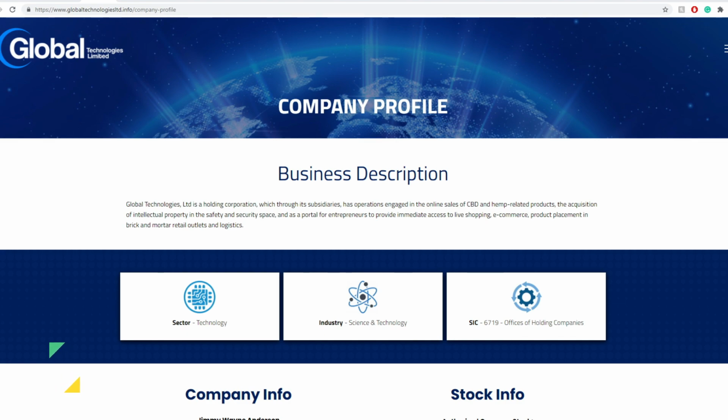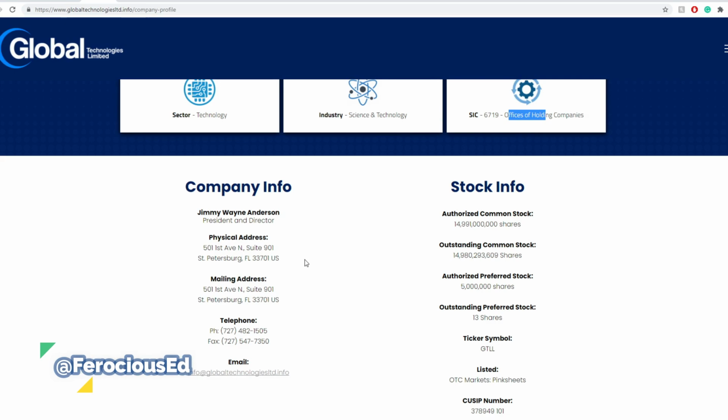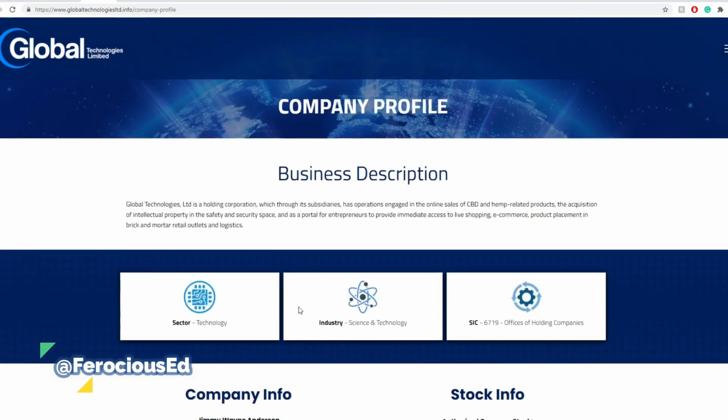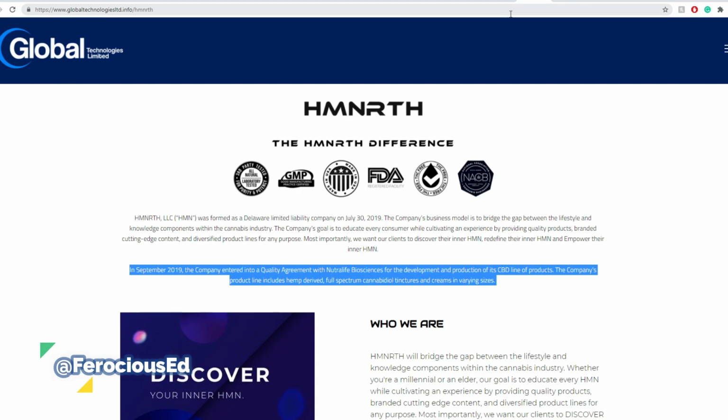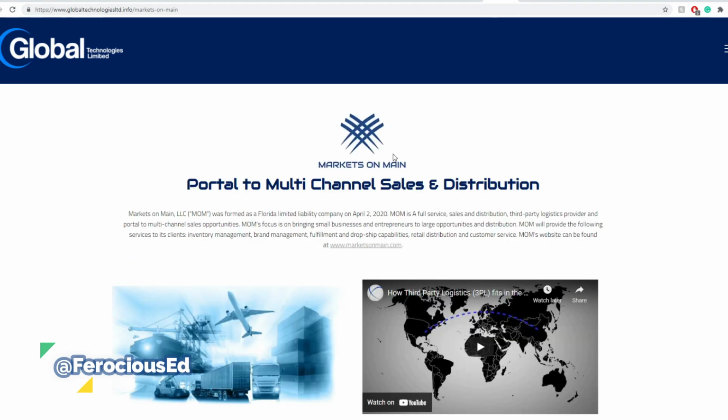and volatility. This company here, or this holdings as they're often called, has different subsidiaries underneath. So something like sector technologies, industry, science, technology, and office of holding companies. Now they're based in Florida in the States, and we're going to move on towards some of the SEC filings and news to try to get a better perspective of who they are.